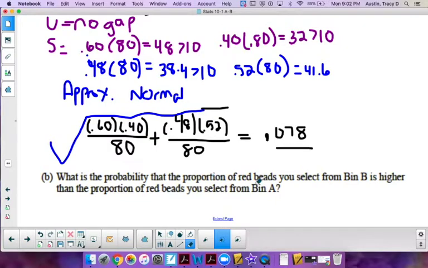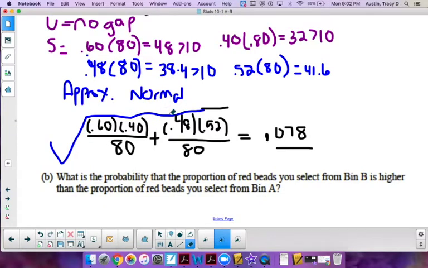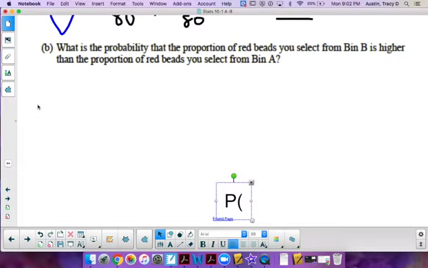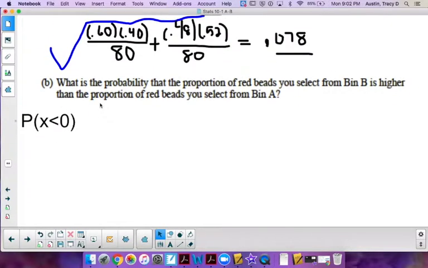The probability that the proportion of red beads that you select from bin B is higher than the proportion of red beads you select from bin A. Okay, so I'm subtracting B from A, so it's A minus B, and if B is bigger than A, then my answer when I subtract is going to be less than 0. So 0 is going to end up being what it is that we're asking for. We want the probability that it's going to be less than 0, because if I subtract a bigger number from a smaller one, I should get a negative.